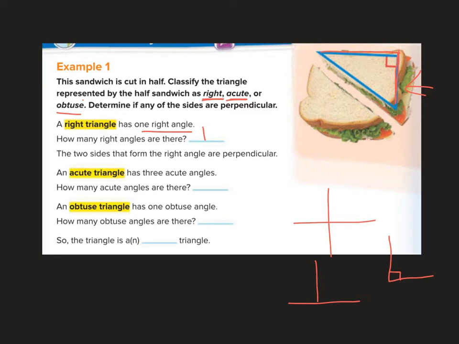An acute triangle has 3 acute angles. How many acute angles are there here? There are 2, so it's not acute. An obtuse triangle has 1 obtuse angle. How many obtuse angles are there? 0, so this is a right triangle.